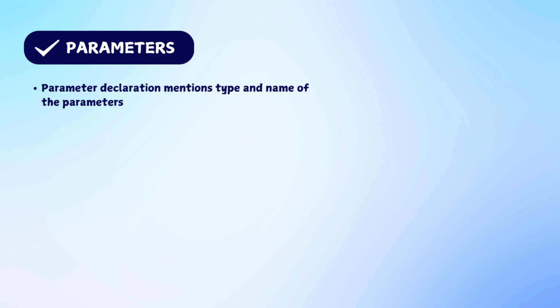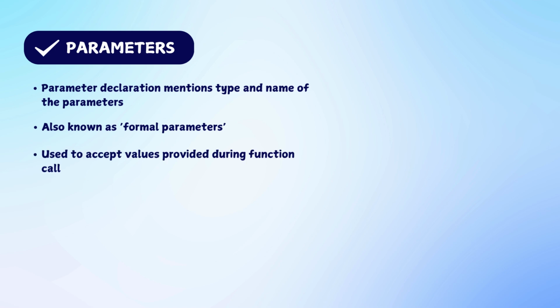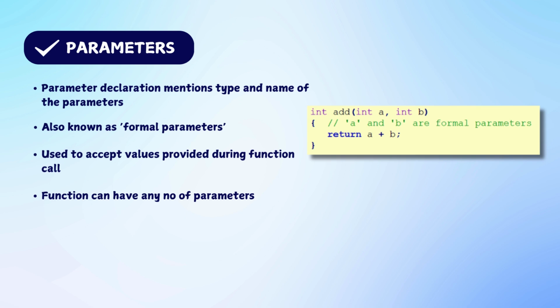Parameters. A comma-separated list of parameter declarations inside parentheses, which mention the type and the name of the parameters. These parameters are also known as formal parameters and are used to accept values which are provided to the function during the function call. A function can have any number of parameters. Here in this example, a and b are the formal parameters. When calling the function, we will pass actual values called arguments.